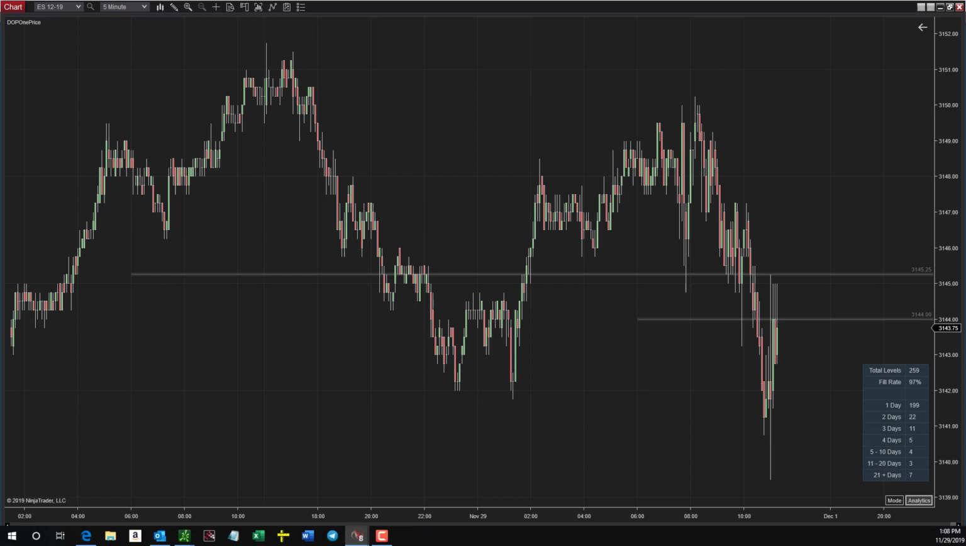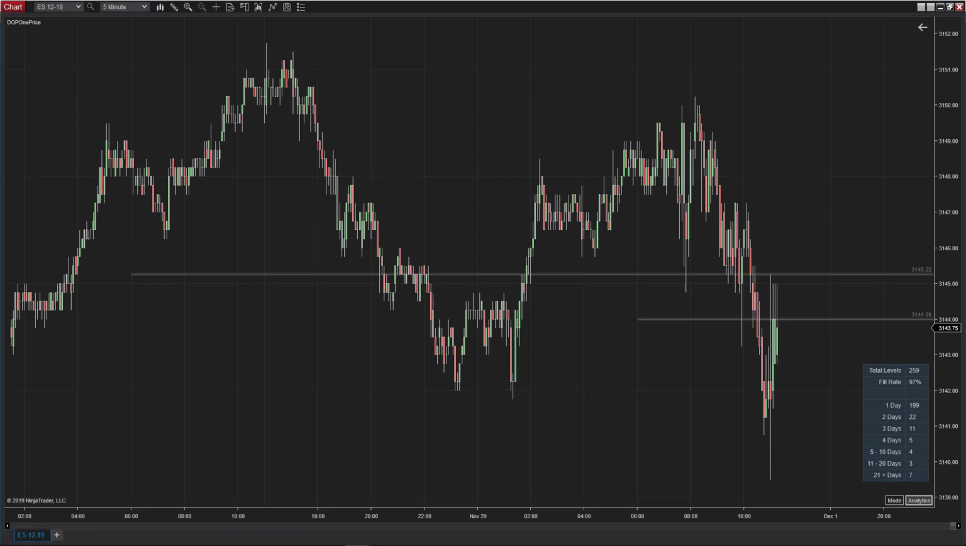Very useful tool. It's not necessarily used every day, but there are more days than not where the market will react to this price, so it is very worthwhile having in your arsenal of tools that you use to trade.